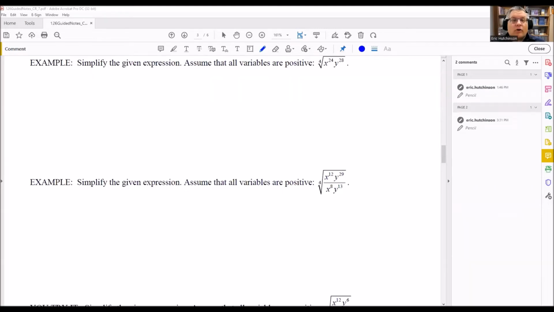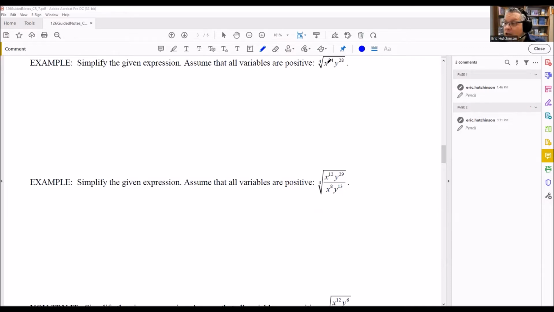If you have a situation where the powers of the variables inside the radical do not match the index on the outside, this means that you have to break apart what you see inside. So I want to break this apart in terms of x to the fourth power because I know the fourth root of x to the fourth will cancel out and give me an x. So I want to break this down into x to the fourths.